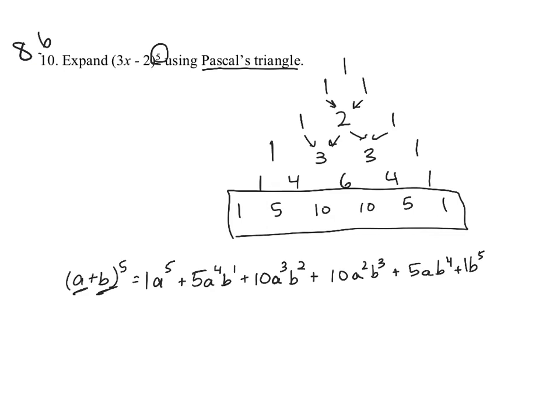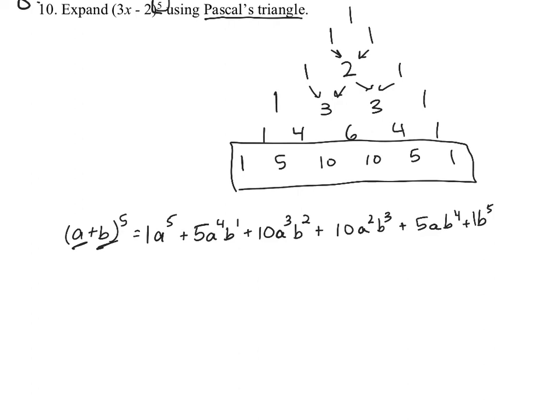And the reason you need Pascal's triangle is you need to know what these coefficients are. 1, 5, 10, 10, 5, 1. So once we have that as a general pattern, we can look at the actual binomial we were trying to expand, which is 3x minus 2, raised to the 5th power. And then continue the expansion using that pattern.